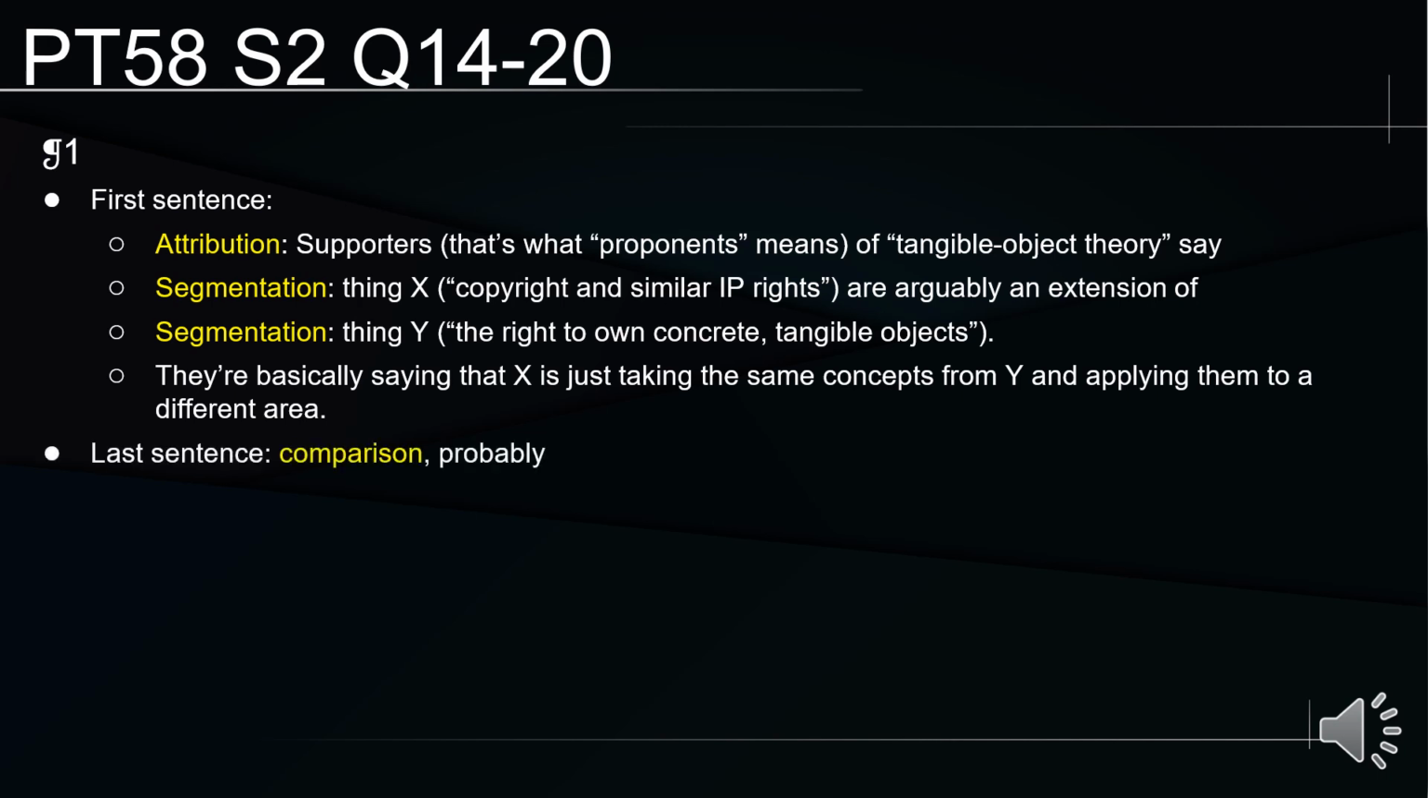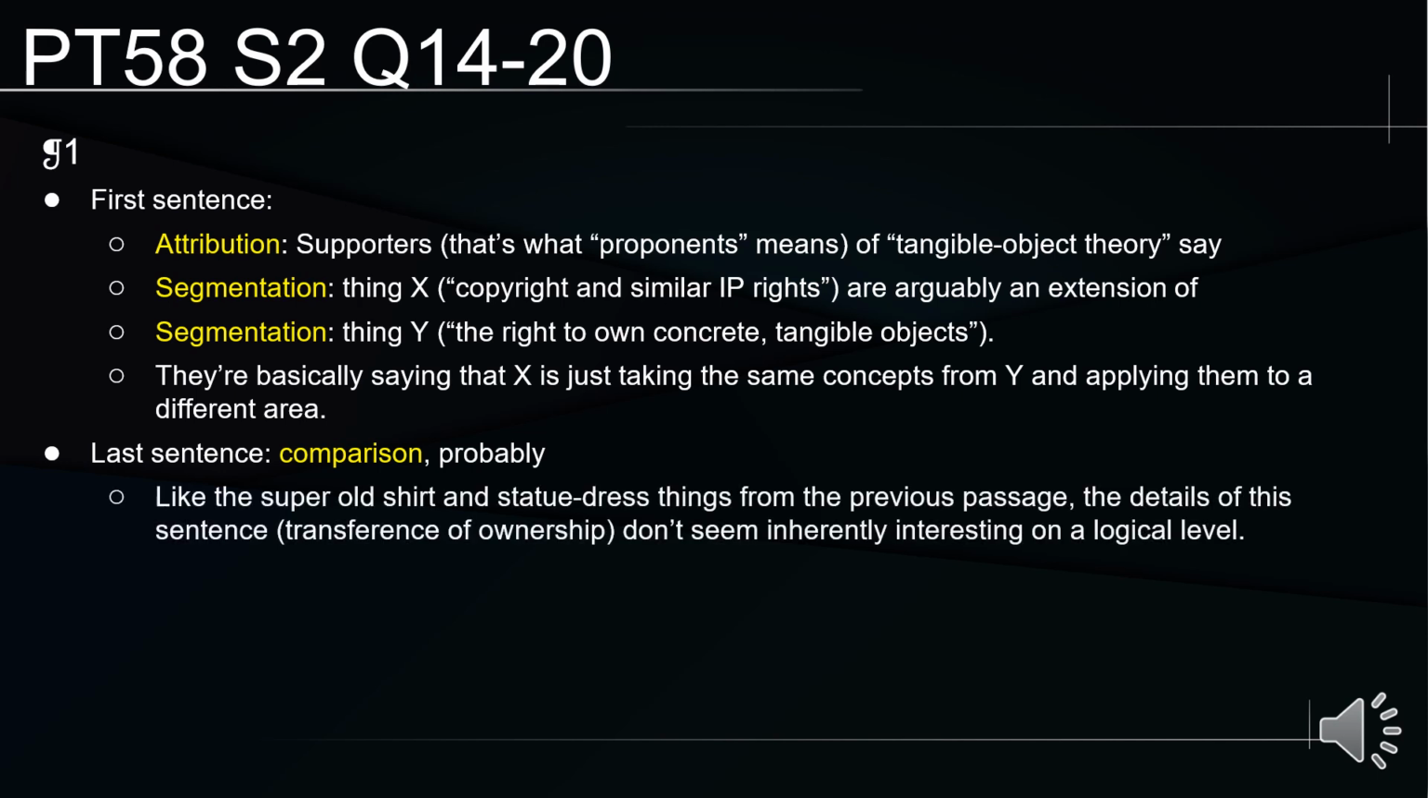The last sentence offers us a comparison, most likely. Again, like the super old shirt thing and the statue dress things from the previous passage. The details of this sentence, which have to do with the transference of object ownership, don't seem inherently interesting to me on a logical level. Again, I'm not exactly sure why it's there and what it's doing there.